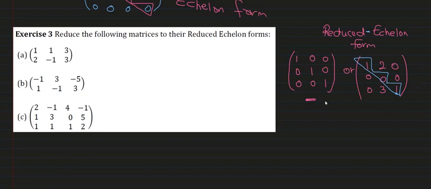If we are having, as a last example, a matrix that looks like this, and then we have 0, 3, 0, is this echelon form a reduced echelon form? This is our question. Let's trace it.